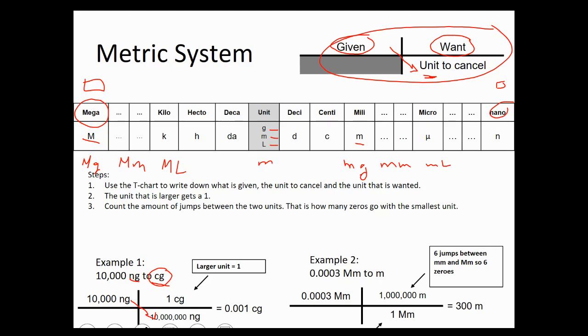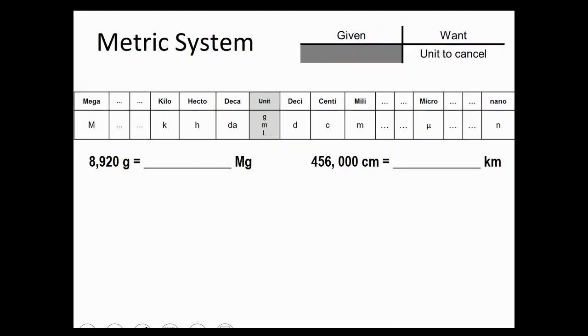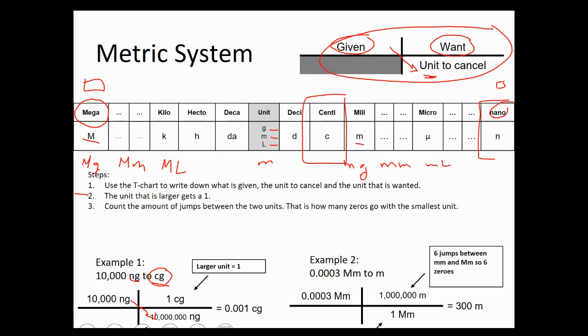Now, where did these numbers come from? Well, if you look at step number 2, it tells you that the unit that is larger gets the number 1. So if we compare the centigram, which is right here, to the nanogram, which of the 2 is larger, right? And we have these little squares to show relative size.